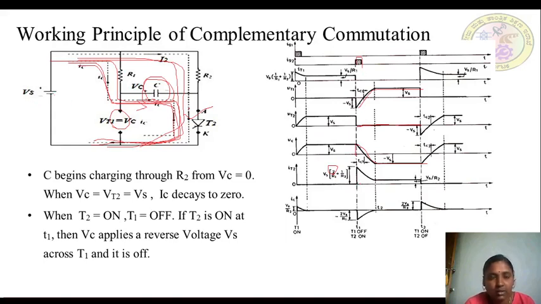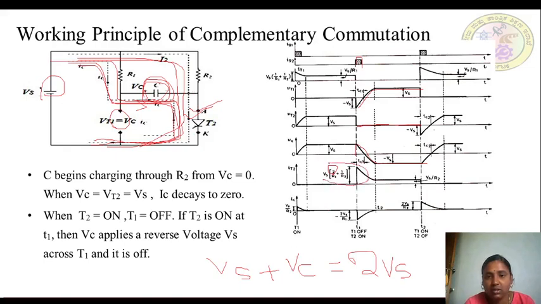Now once this SCR is turned on, this Vs plus this Vs, that is the supply Vs plus the capacitor's initial voltage, so both will become 2 times of Vs. This 2 times of Vs is shown here, and this current will be through this R1 resistor. So it is 2 Vs by R1 and this is Vs by R2. This is the current through Vs by R2.